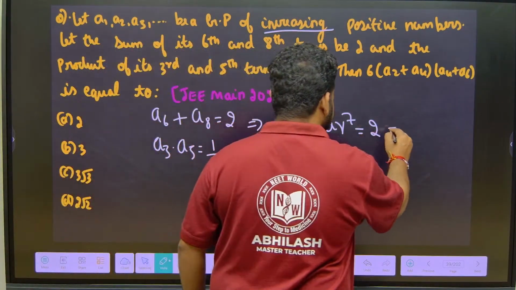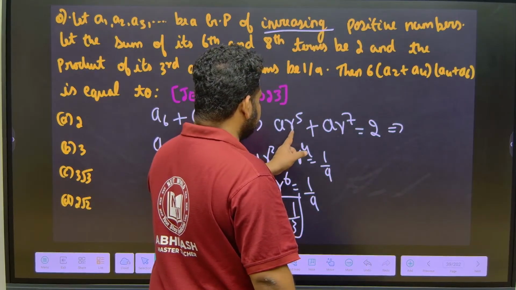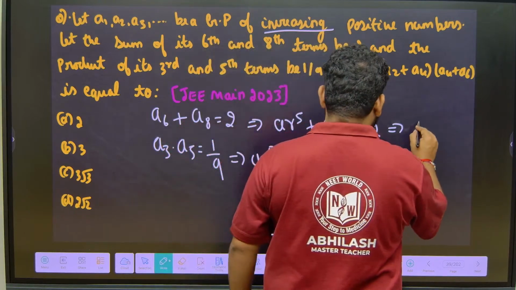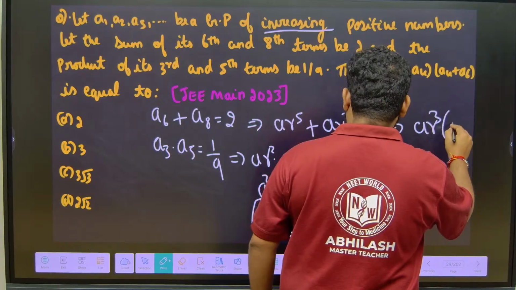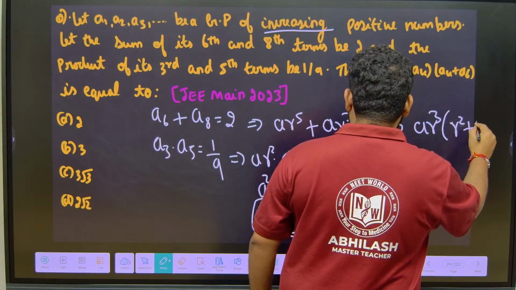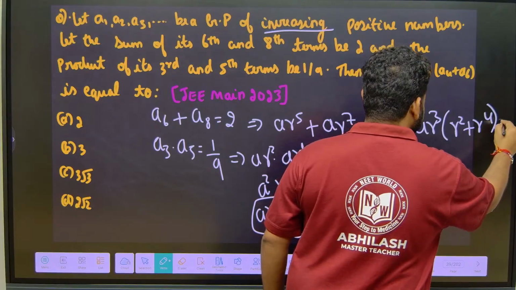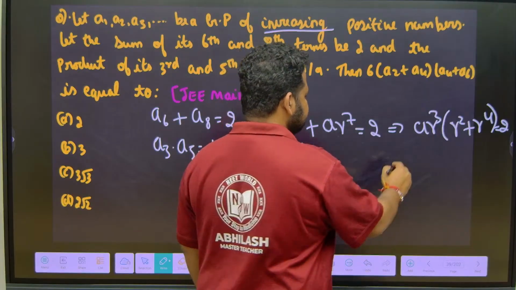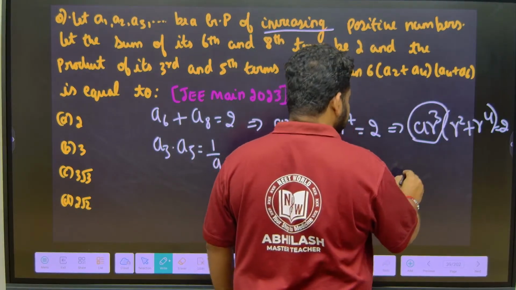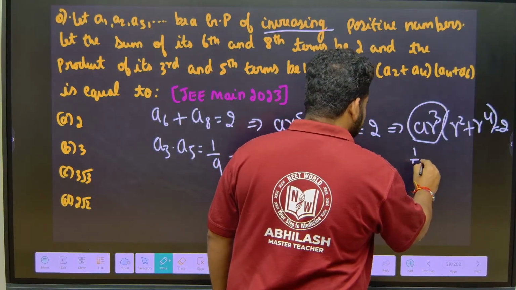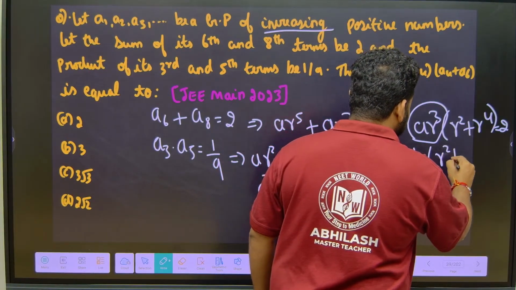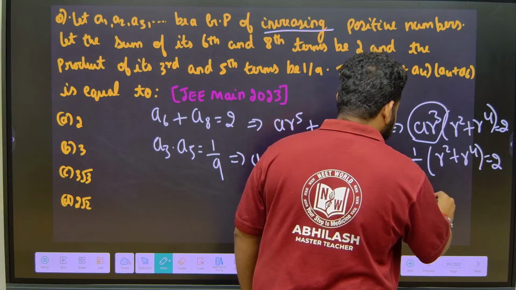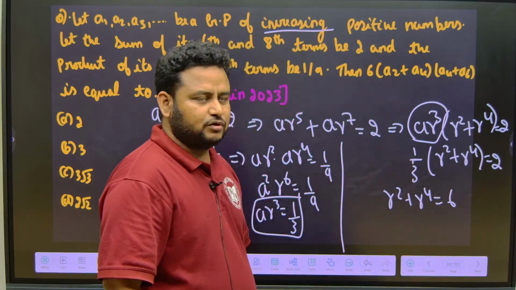Here what I can do, friends, if I want to get A r cube, I will take something common. I will take A into r cube common, this will become r square plus r to the power of 4, that is equal to 2. A r cube is nothing but 1 by 3. I will just put the value here: 1 by 3 into r square plus r to the power of 4 is equal to 2. So that means r square plus r to the power of 4 is equal to 6.